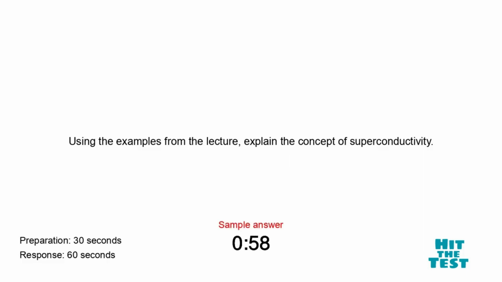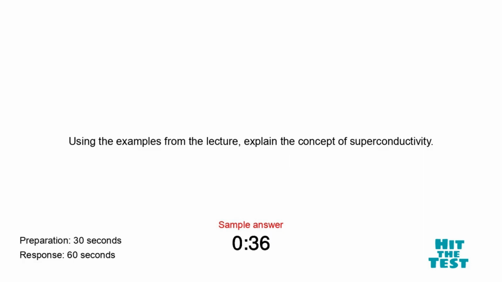In the lecture, the professor explains the concept of superconductivity using 2 examples. The first example is about a loop of superconductive wire that was established 100 years ago and is still carrying an electric current today. This is because superconductors can carry an electric current indefinitely without losing any power.